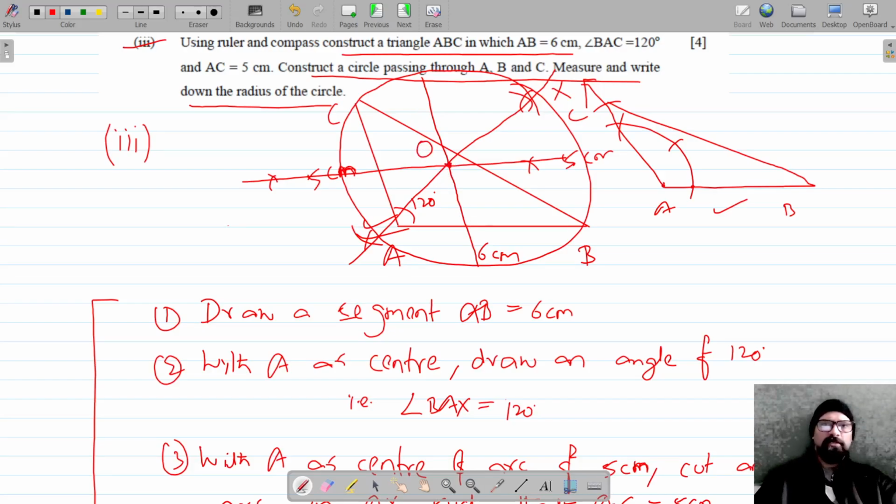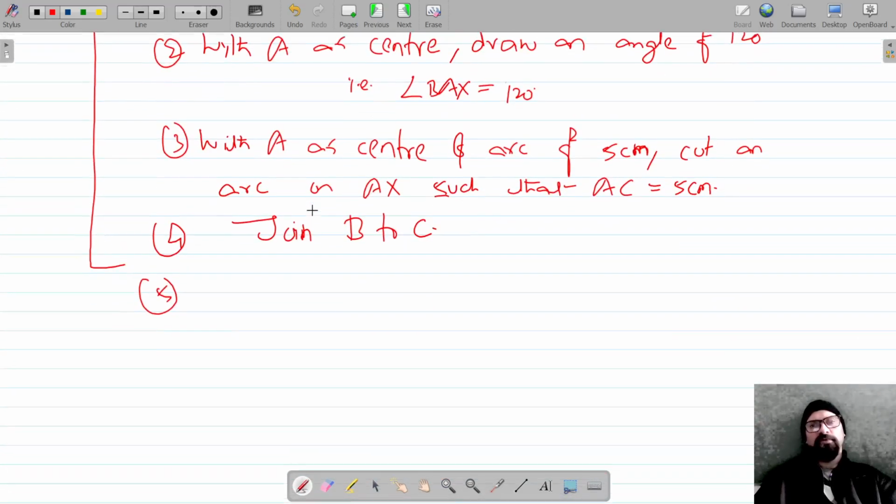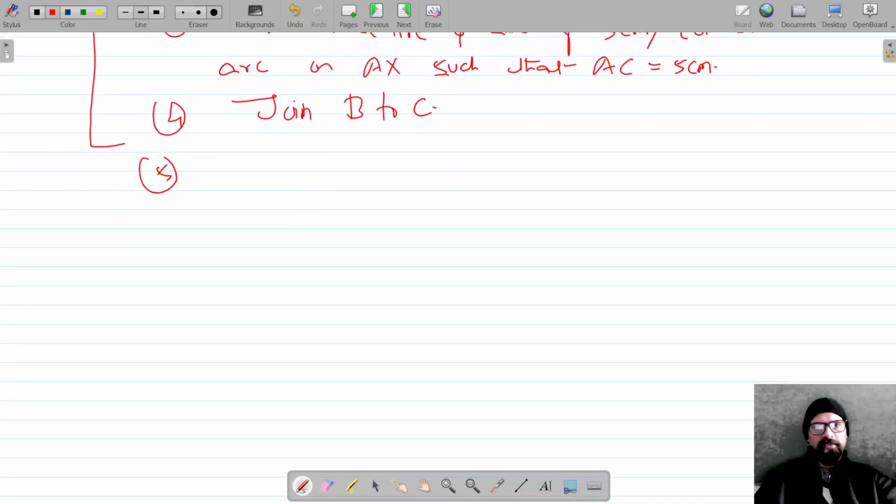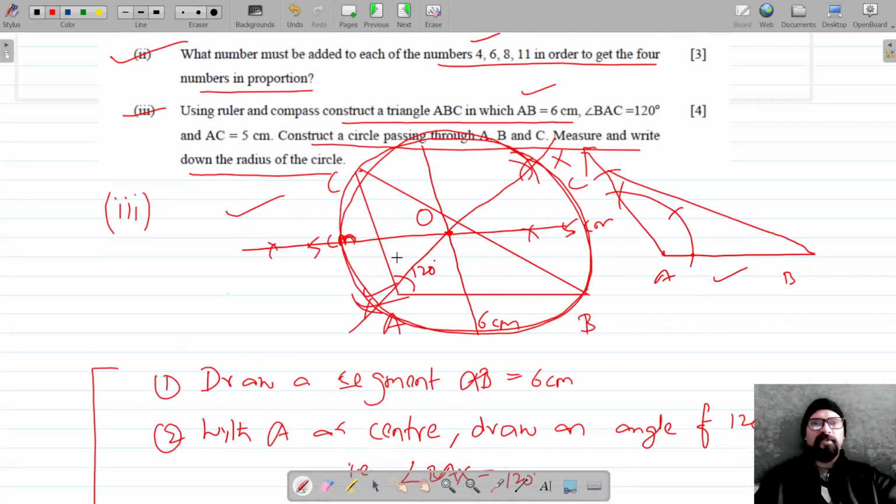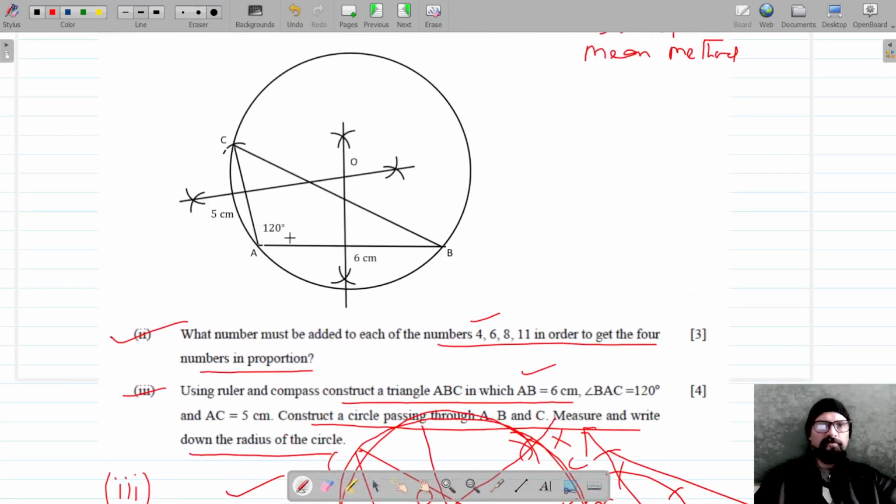Now with O as center and OC as radius, draw a circle that will pass through A, B, and C. So we have to measure and write the radius. This circle is the circumcircle, and we have to measure the length of the radius. The radius of the circle will come out to be 5.5 centimeter. So this is how your circle will look like.